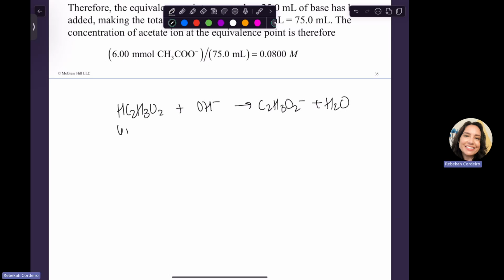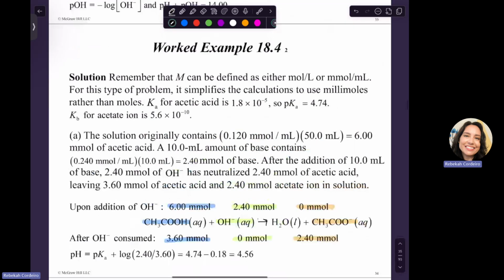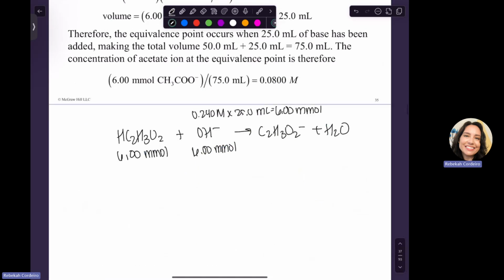Okay, so we had our 6 millimoles. We also have 6 millimoles of our base. How did I get that? 0.24 molar times 25 milliliters. How did I get the previous 6 millimoles? 50 milliliters times 0.12 molar equals 6 millimoles. So we're going to subtract to neutralize, and we wind up with 0.